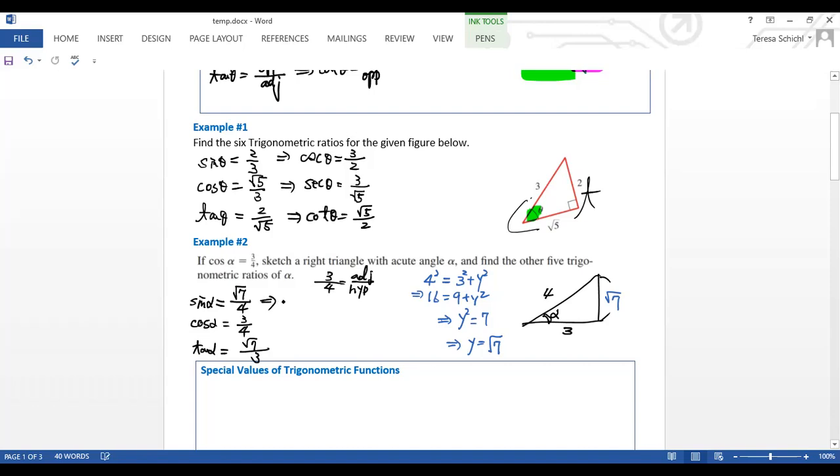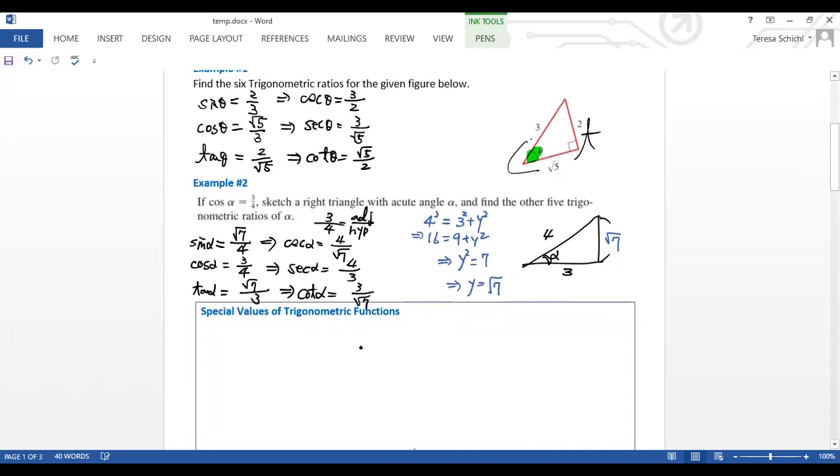Then the remaining three are just reciprocals. Cosecant alpha is 4 over square root of 7. The reciprocal of cosine is secant alpha, so it's 4 over 3. Now what is the reciprocal of tangent called? It's cotangent, so it's 3 over square root of 7. Okay, so it's pretty simple. Basically, if you know two sides, then you can use the Pythagorean theorem to find the next one.